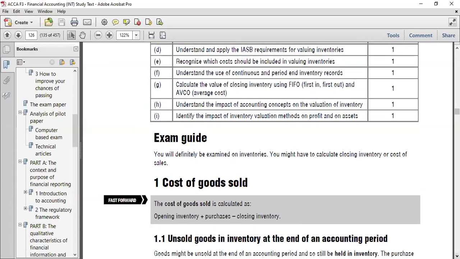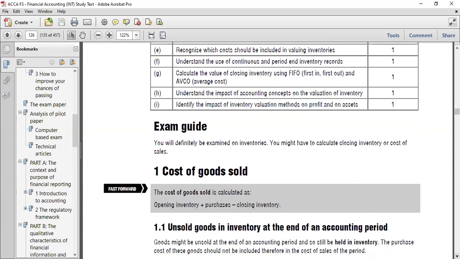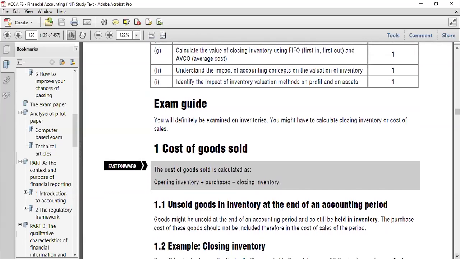One of the things you may need to understand, especially when it comes to inventory, is that we may have to calculate closing inventory or cost of sales. Sometimes the examiner gives you additional information on inventory. Instead of giving you the value of inventory, they would rather give you additional information on inventory.